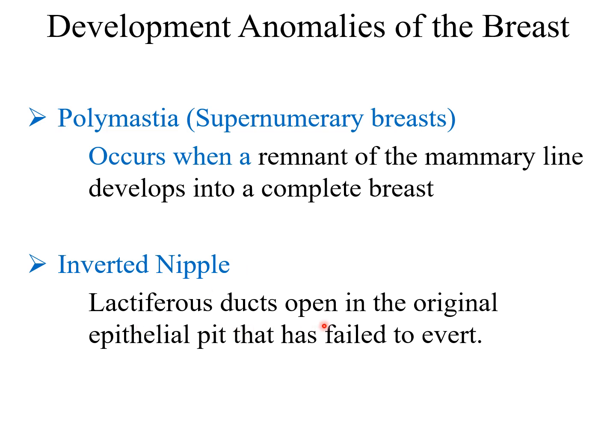Inverted nipple is another abnormality in fetal life. It occurs if the lactiferous ducts, which open into the original epithelial pit, fail to evert. Normally, all the ducts open into that one opening, and that opening is everted at the time of development or afterward. If it does not evert, the nipple will be there but inverted, depressed inward, not outward. So we can see a depression in place of a projection of a nipple.